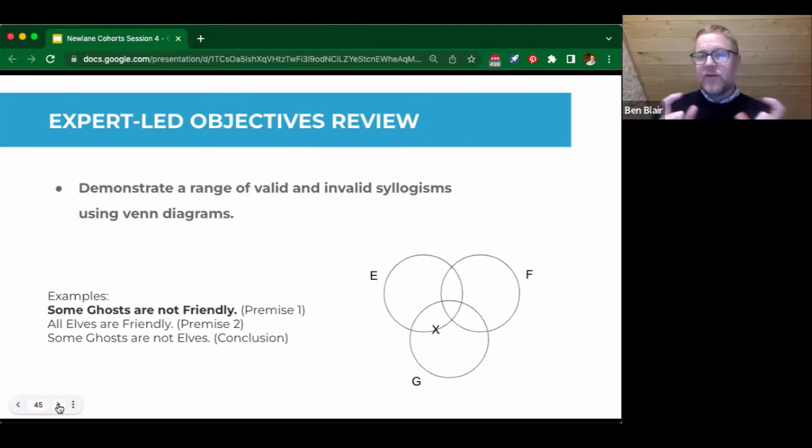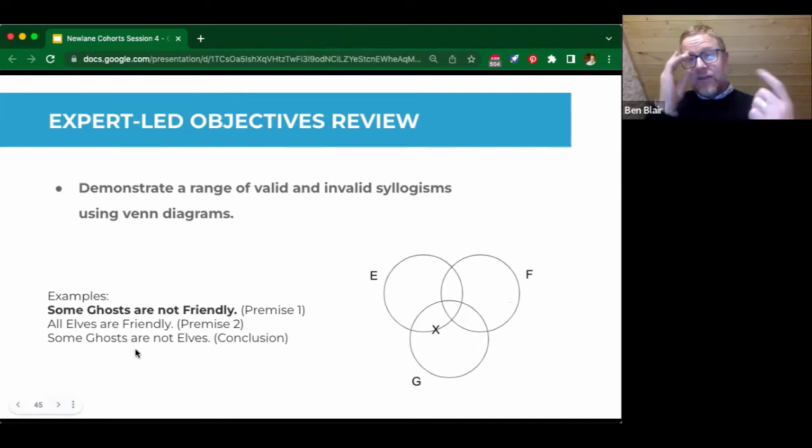Okay, now if I reorder the premises and move the second premise to the first premise, this shows where some of the confusion with these sorts of statements can be. If we started out with this premise, some ghosts are not friendly, then I would need to put the X somewhere. I know it doesn't intersect with the F circle. It needs to be in the G circle, and it may be only in the G circle, or it may intersect with the G and the E circle. So I'm going to put it here, knowing that I'm not sure where it is.